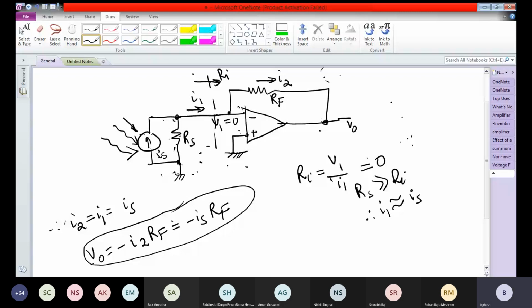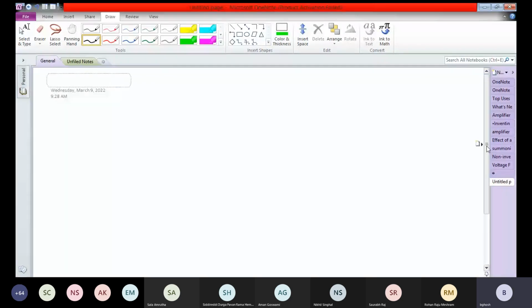So we can have another circuit which does the reverse thing, which is the voltage to current converter.